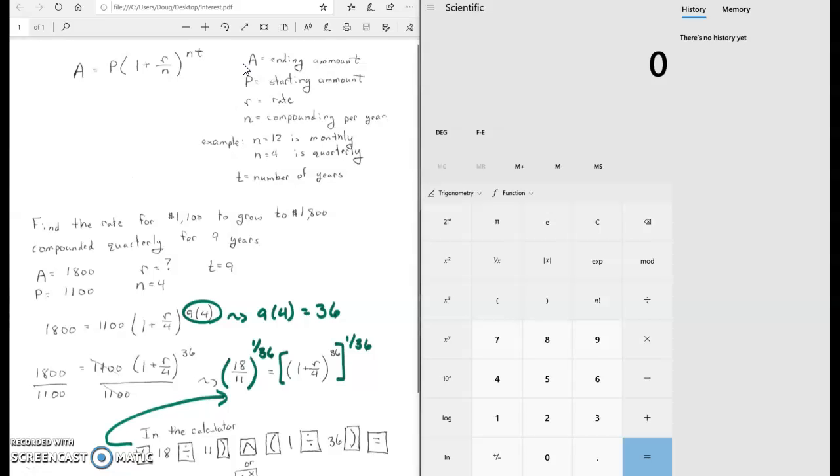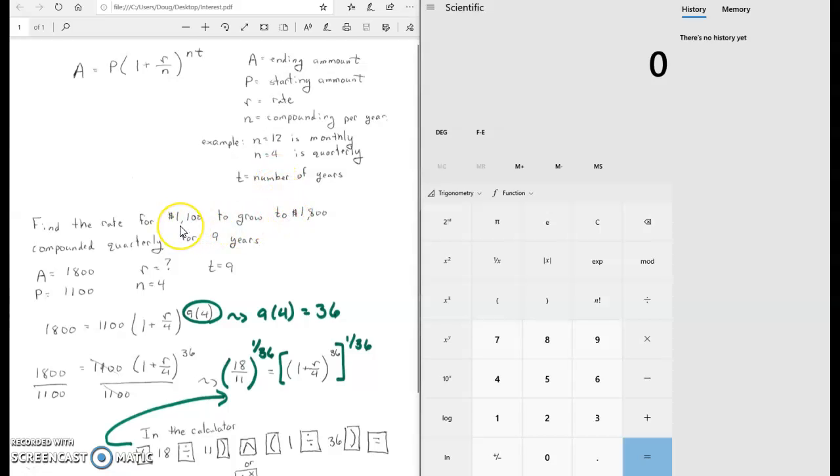R is going to be the percentage rate that you're going to be charged or get from the bank. And N is compoundings per year. Now, N can mean 1 if it's done once a year. It can mean 12, like for example here, it's done monthly. Or it could be 4 if it's quarterly or so on. T is the number of years.